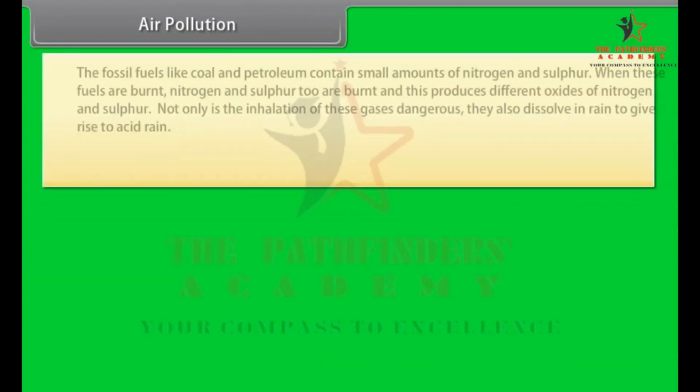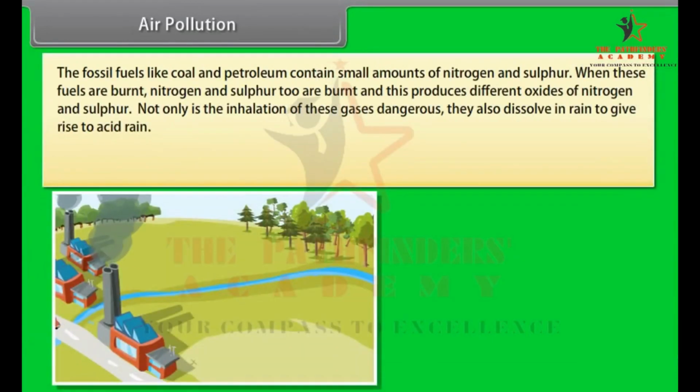The fossil fuels like coal and petroleum contain small amounts of nitrogen and sulfur. When these fuels are burnt, nitrogen and sulfur too are burnt, and this produces different oxides of nitrogen and sulfur. Not only is the inhalation of these gases dangerous, they also dissolve in rain to give rise to acid rain.